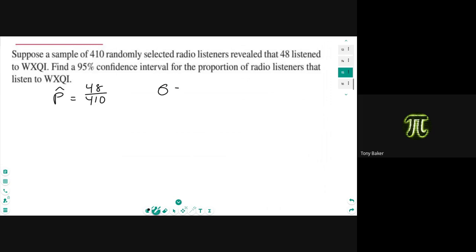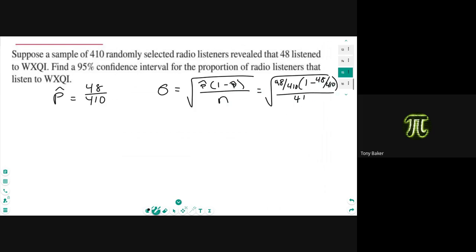My standard deviation. What was the formula for standard deviation? The square root one. So it was p-hat, and then 1 minus p-hat, over the number of people. So in this case, it'd be 48 over 410, 1 minus 48 over 410, over 410.